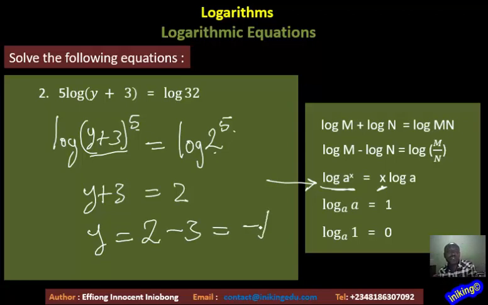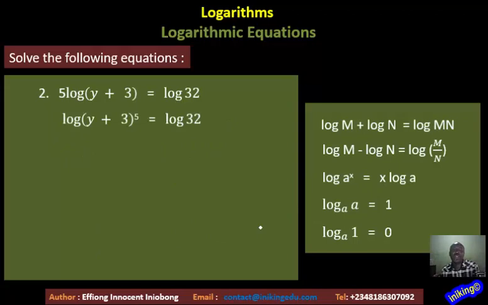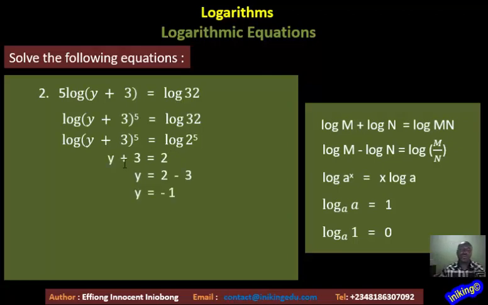That was a very straightforward one. So that's it there. Moving the 5 up, and then by the next slide, you can see we now have 2 raised to the power 5. Comparing both sides of the equation, we're able to arrive at y plus 3 equals 2. And then we solve for y and we obtain y as minus 1. Let's look at the third one.